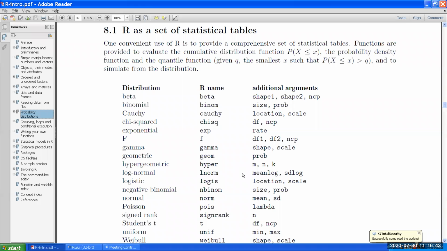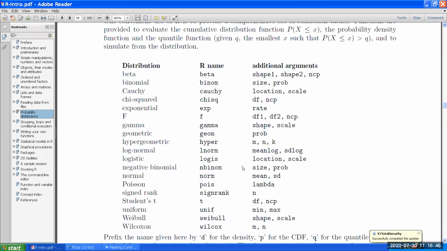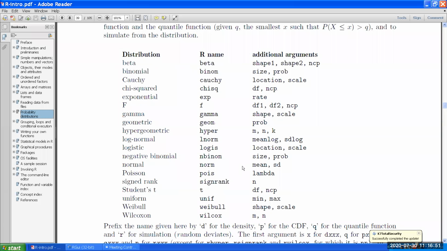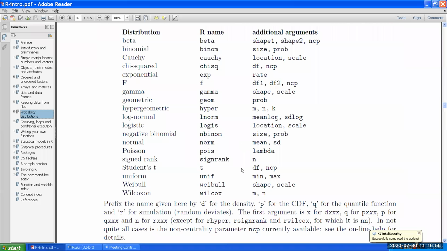Let us start. Here you see, for any distribution, what all facilities we have: we can find the density or probability mass function at a given value, and similarly at a given value we can find the cumulative distribution function. Similarly, for a given probability, we can find the quantile value. And using R, we can generate random numbers from that particular distribution.